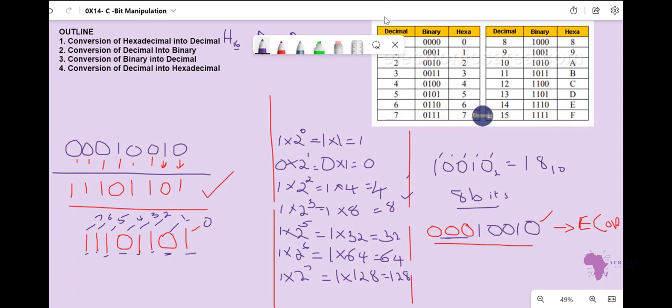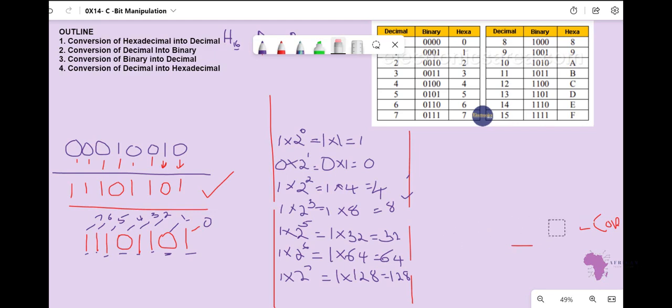So that is now equal to all these ones. For us to get a decimal number, we will add all these numbers. That is 1 plus 0 plus 4 plus 8 plus 32 plus 64 plus 128. And if I'm not wrong, it will give us 237 to base 10. That is the answer. But now let's do the last step, converting back to hexadecimal.